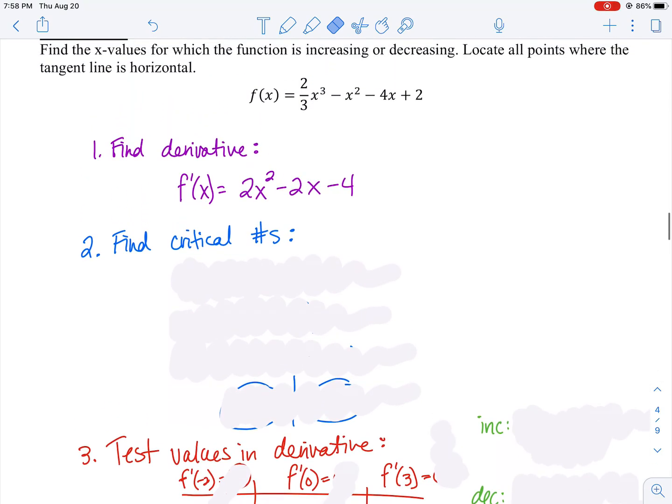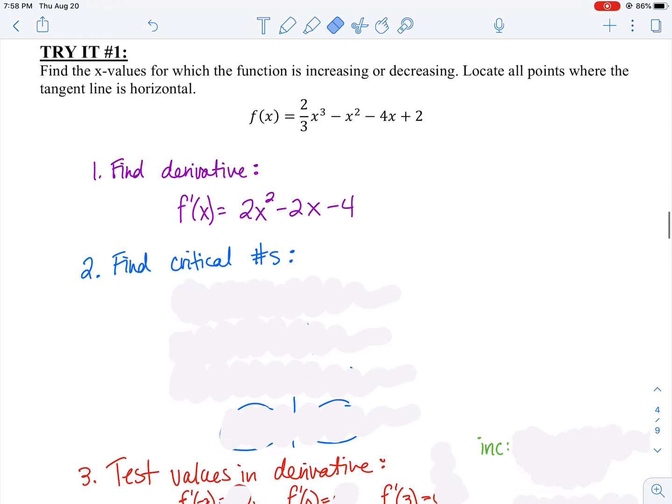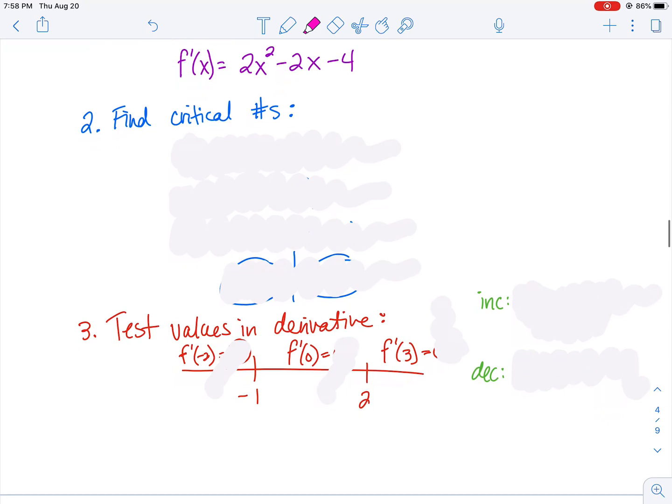In this case, we just have a polynomial function, so it won't not exist. It will always exist, I guess I should say. But there are some places where it might equal 0. That's also the same places where the tangent line is going to be horizontal. So it'll answer that part of the question.